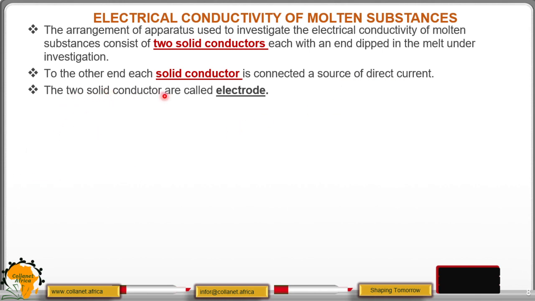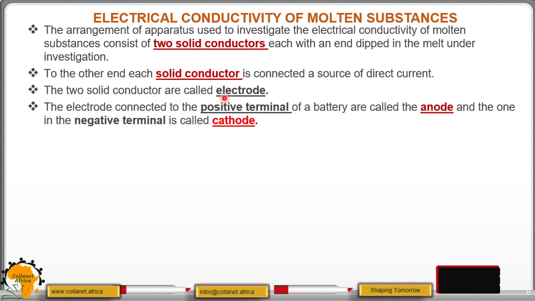The two solid conductors are called electrodes. The electrode connected to the positive terminal of the battery, it is good to note this, is called the anode, and the one on the negative terminal of the battery is called the cathode. So this one is usually negative, whereas this one is positive, which is called the anode.